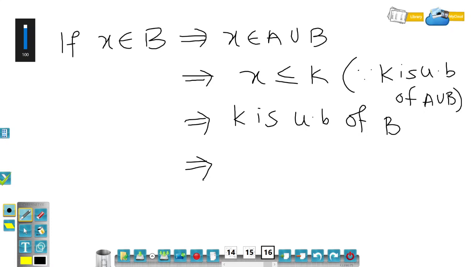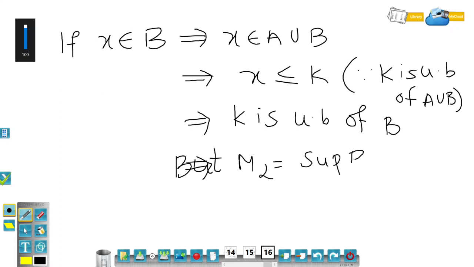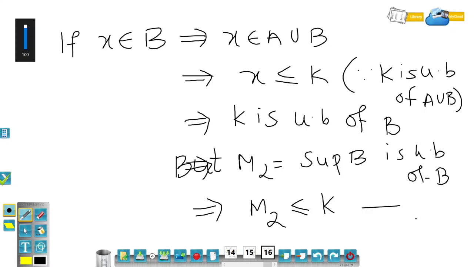But m2, which is equal to the supremum of B, is an upper bound of B. So I got two upper bounds for B, one is k and another one is m2. But m2 is the least upper bound, so m2 is less than or equal to k. This is Roman 2. So m1 is less than or equal to k, and m2 is less than or equal to k.